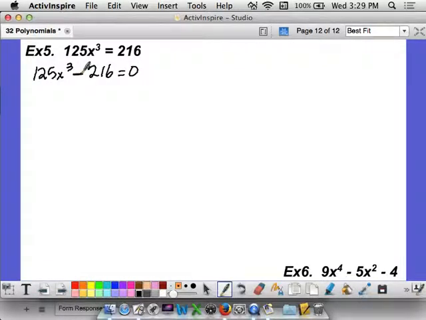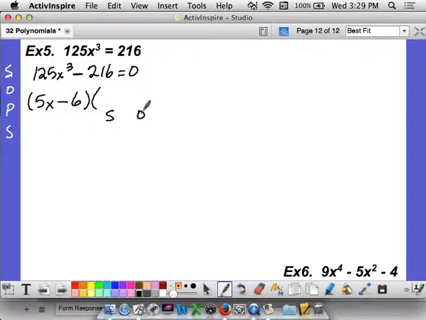A difference of cubes. So I'm going to ask that first question: what cubed gives me 125x cubed? That's going to be 5x. 5x cubed is 125x cubed. Keep the sign. What cube gives you 216? That's 6. And then we're going to SOPS: square, opposite, product, square.